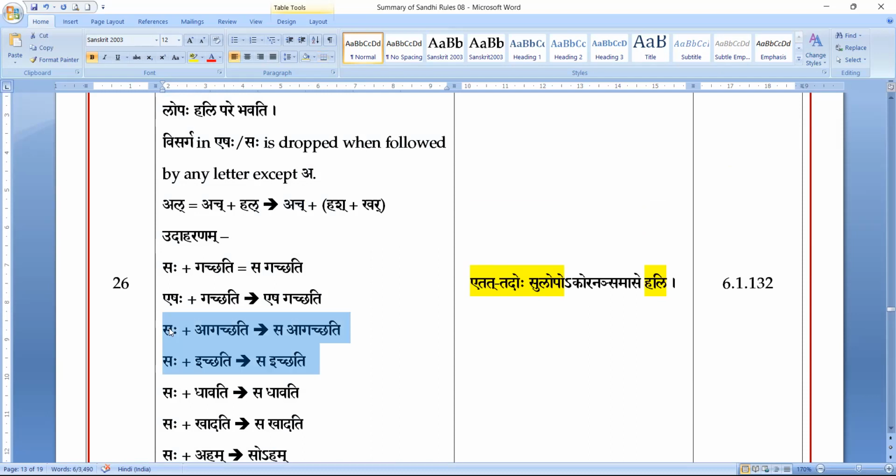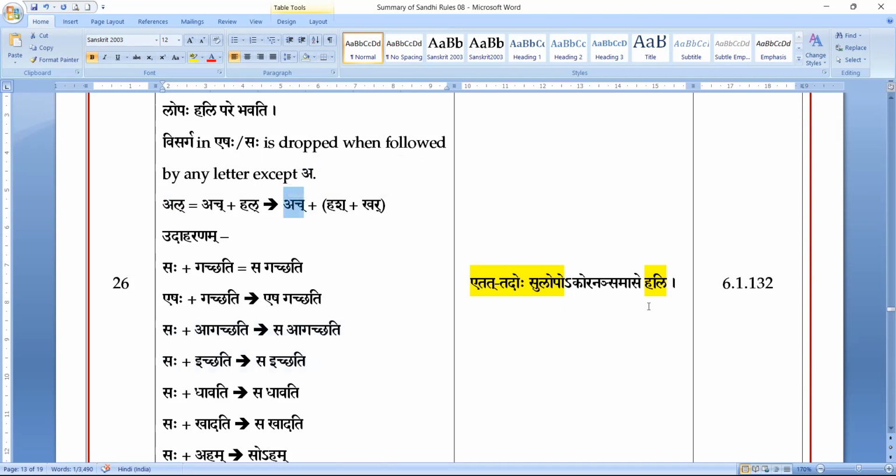Saha agachati, saha ichchati. This is the example for Ach except A. I'm just taking all the possibilities. That is, Eshaha and Saha followed by any letter. Any letter is Al, and Al is equal to Ach plus Hal. Taking Ach also, except Akara, if any other vowel comes, what will happen? In the place of Visarga, Yakara Adesha will come, by the previous rule. Yakara Adesha, then Yakara Lopa will happen. Okay. Understand? Yes, Guru. So that is done.